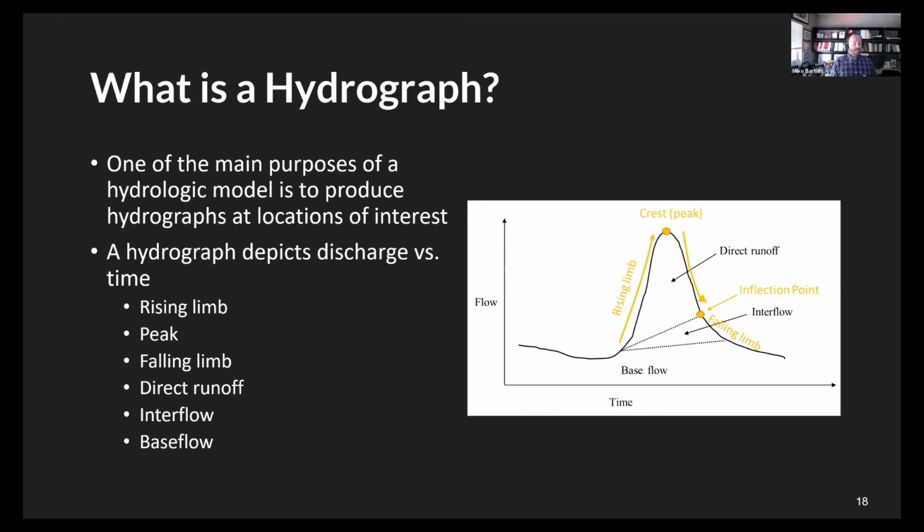Hydrologic models, one of the main purposes of them is to produce hydrographs, or time series of runoff at locations of interest. They're typically comprised of different components that are best predicted by different processes along the way. More often than not, most folks are interested in the peak discharge, but that may not be everything that is necessary. There's also a rising limb. So how fast does the flood wave arrive at a specific point? There's a falling limb, or a recession side. How fast does the flood go away?